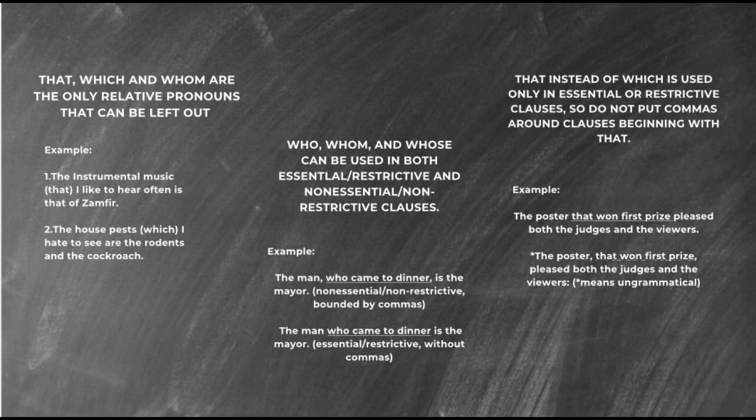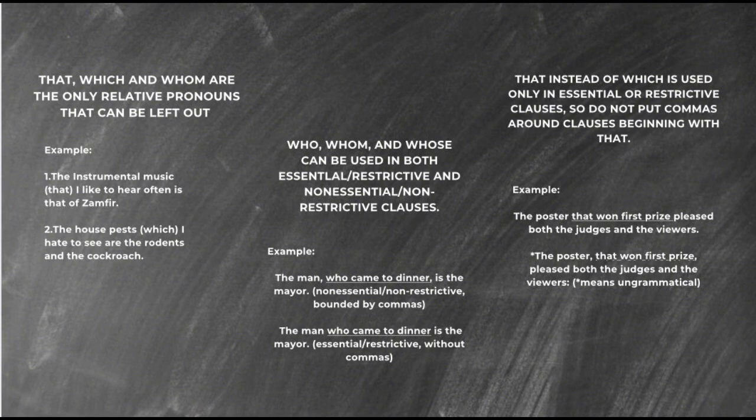The last one is that, instead of which, is used only in essential or restrictive clauses. So do not put commas around clauses beginning with that. The first example is, the poster that won first prize pleased both the judges and the viewers. This sentence uses that correctly. The clause that won first prize is restrictive because it's essential to identifying which poster pleased the judges and viewers. Without this clause, the statement is unclear. The absence of commas is grammatically correct because it's a restrictive clause.